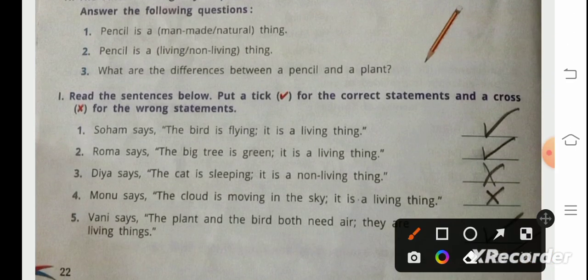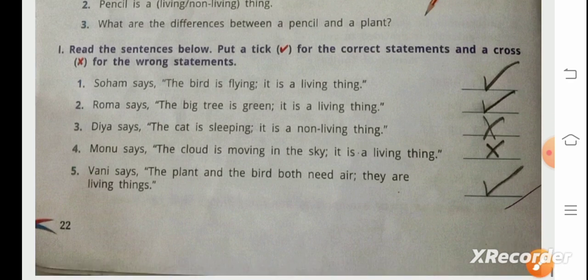Answer the following questions. Is a pencil a man-made or a natural thing? This is a man-made thing. Okay. Is a pencil a living or non-living thing? Yes, it's a non-living thing. What is the difference between a pencil and a plant? Pencil is a non-living thing. Plant is a living thing. That's it.